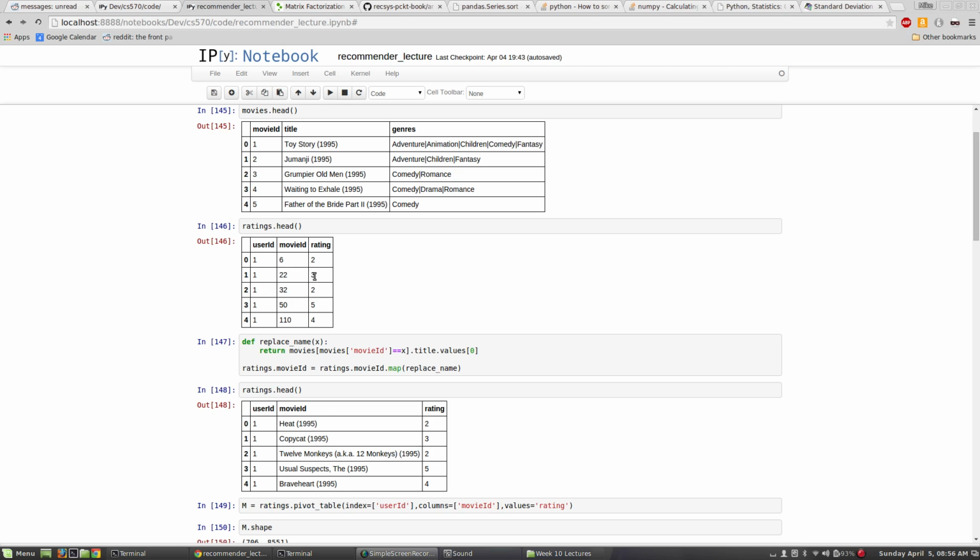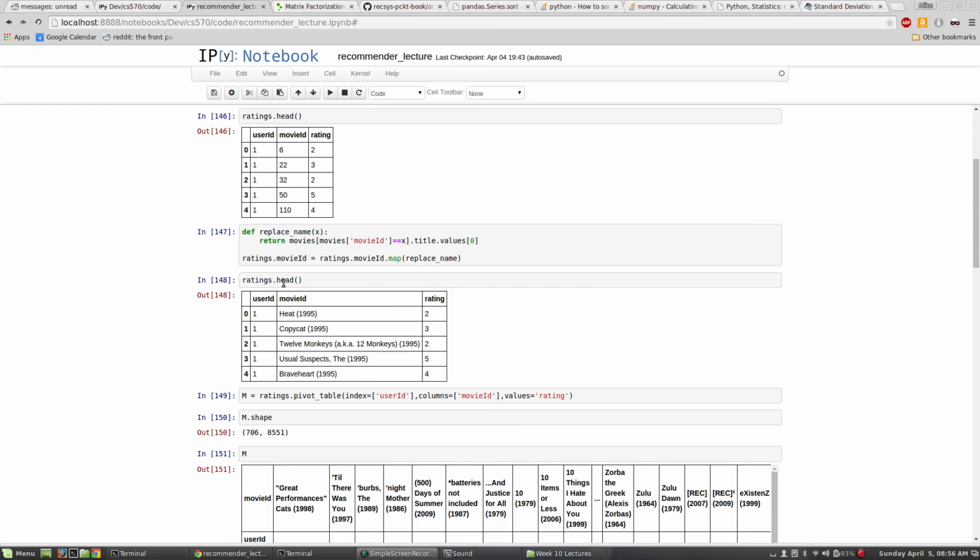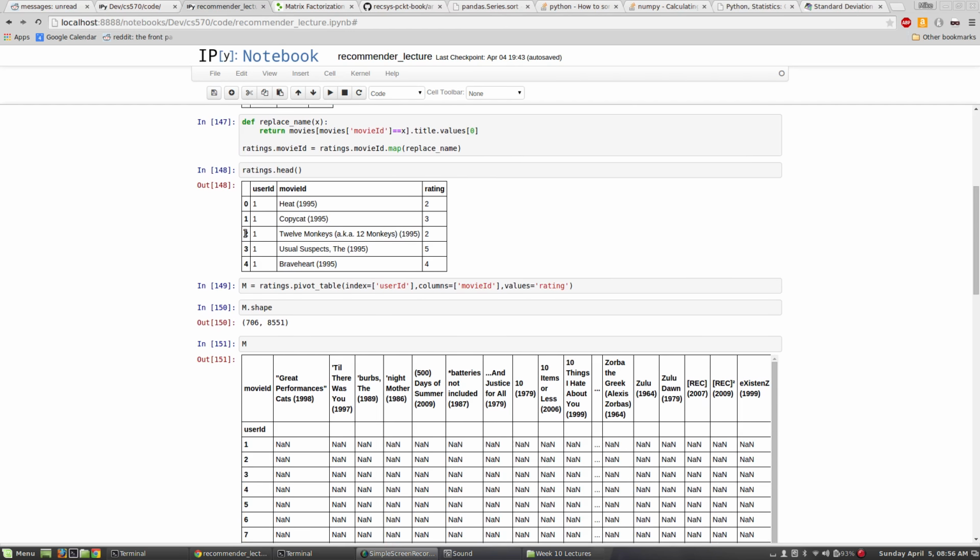You get it. All right, that's probably a pretty decent data set, but it's hard for us to interpret movie 6 and movie 22. So I'm going to use this function to replace the IDs with names. And so you can see I did that here. And what I have now is user ID 1 rated the movie Heat a 2, and user ID 1 rated the movie Copycat a 3, and so on.